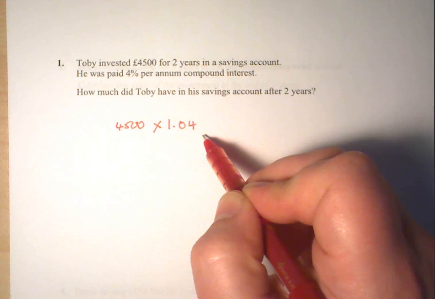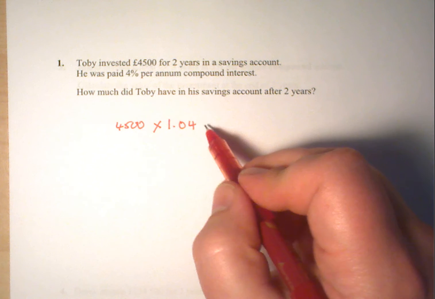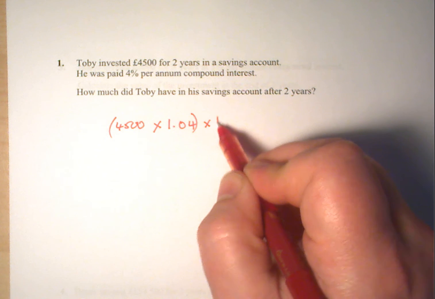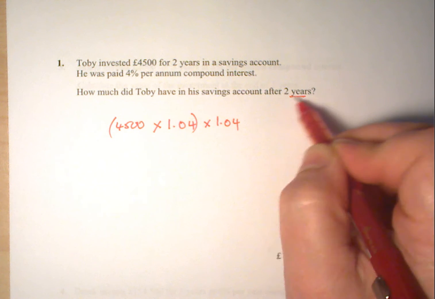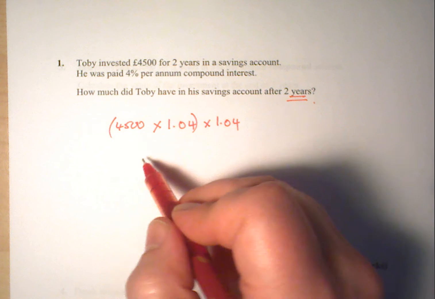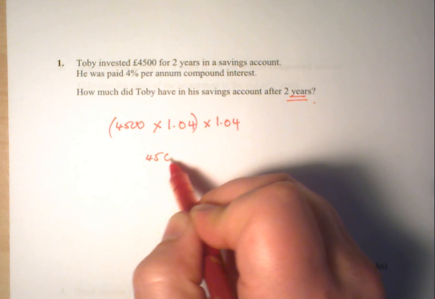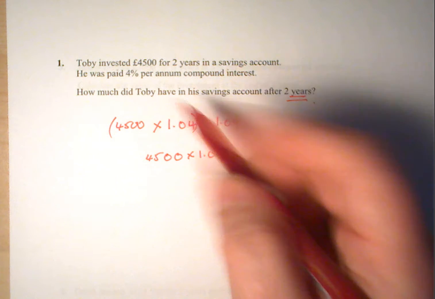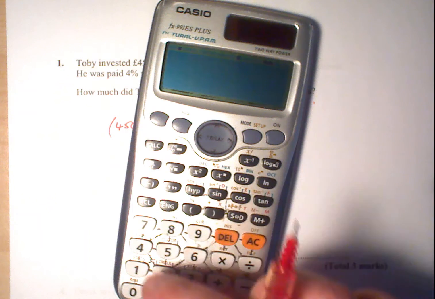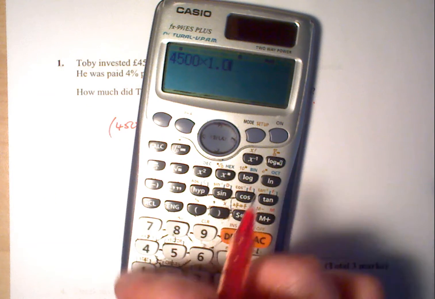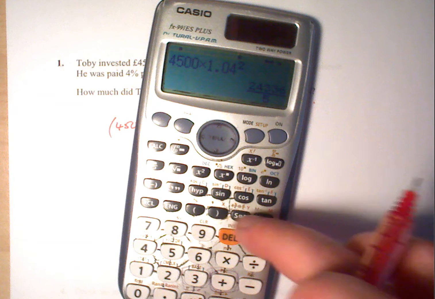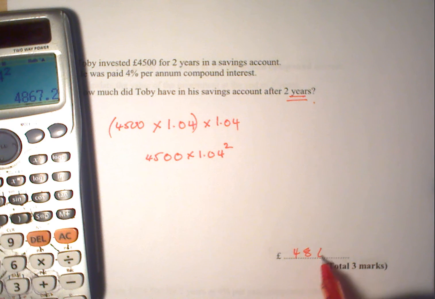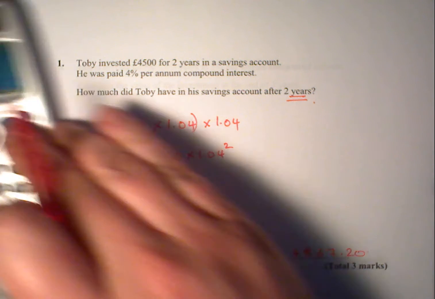so I'm just going to put that into the calculator. That will be for 1 year. But if I was doing it for 2 years, this would be for 1 year, and then I'd have to do the same thing again, because it's 2 years, you see. Now that can be done a lot quicker by just doing 4,500 times 1.04 to the power 2. If I put that into my calculator, 4,500 times 1.04 to the power 2 gives me £4,867.20.